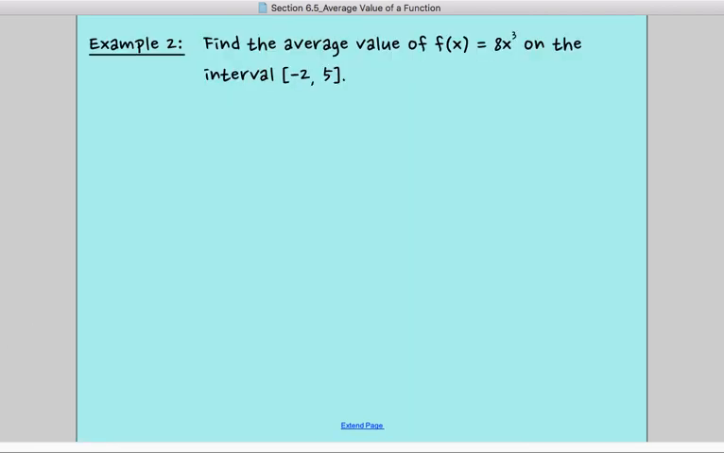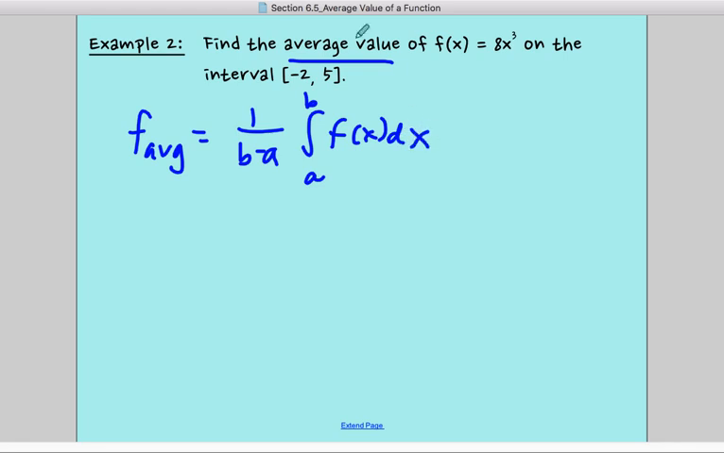Go ahead, try this one on your own. Pause the video and give it a try, but find the average value. Hopefully you paused it and tried it, and I'm going to write it down. The average of our function is 1 over b minus a, then the integral from a to b, f of x dx. The only thing we're really adding on for average value is the 1 over b minus a.